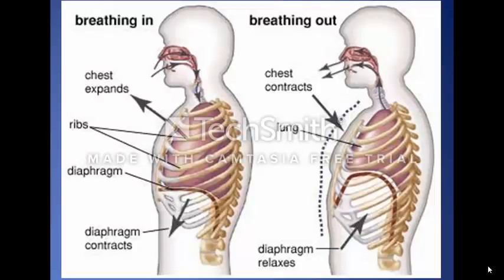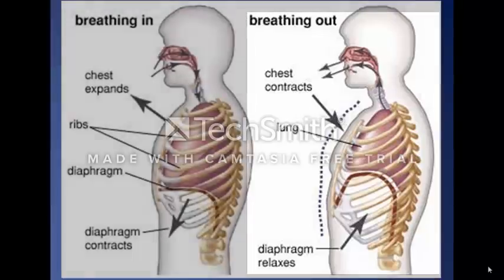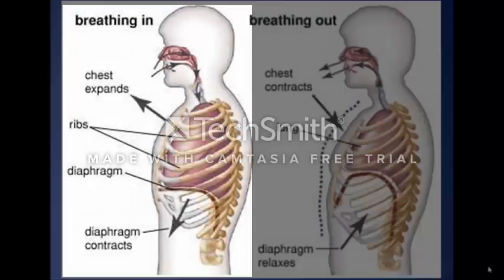So this diagram shows the relative position of the chest and particularly the diaphragm during breathing in and breathing out. You'll be able to see that when the patient has breathed out, the thoracic cavity is smaller, whereas when they breathe in, the thoracic cavity is larger.